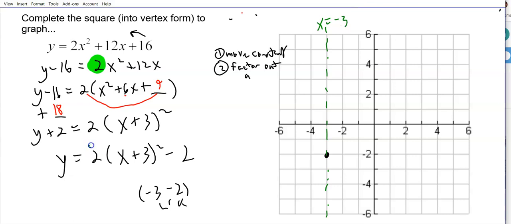Our a value is 2. One way of graphing this is, instead of going over 1, up 1, like I would normally do, I'm going to go over 1, up 2. Instead of going over 2, up 4, which I would normally do, I'm going to go over 2, up 8. Twice as many as normal because I'm multiplying those y values by 2. So over 2 to the left and 8 up, and you've got your parabola. This is one way of graphing it. Try to graph things as quickly as we can.